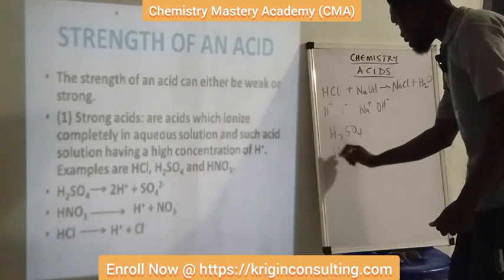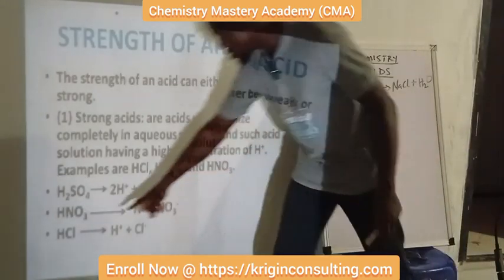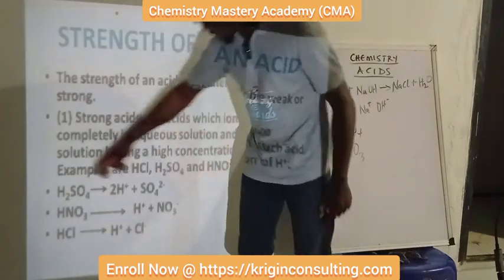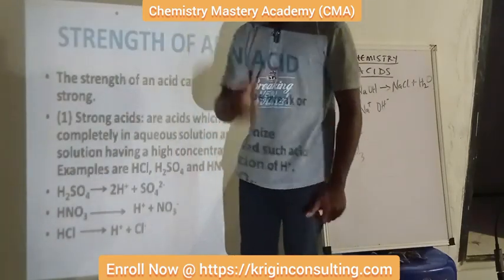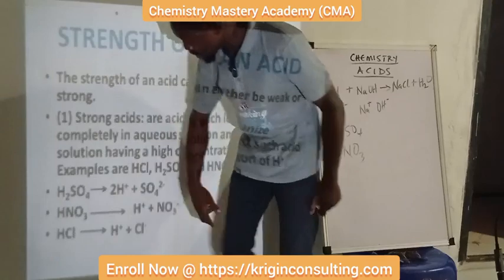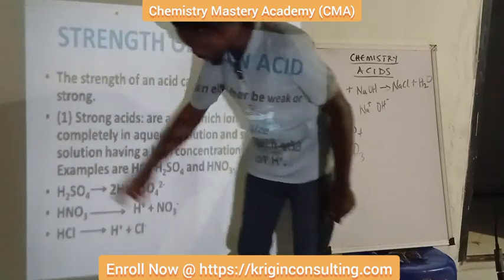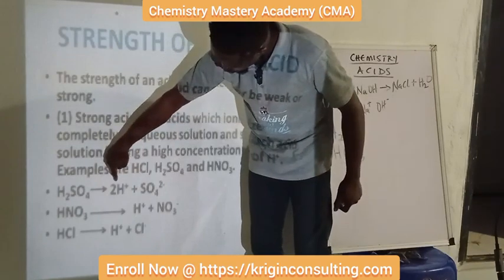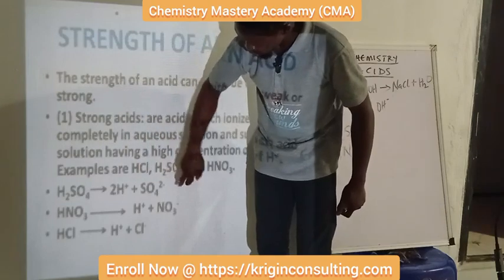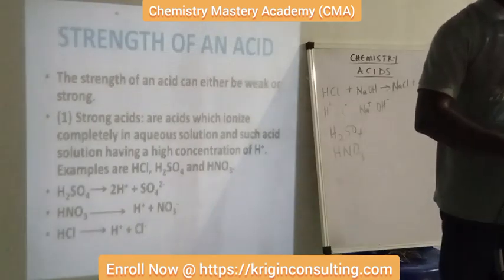We have HNO3. Okay? So what they basically mean is this H2SO4, when it's reacting, it will release all of the hydrogen that it has. Okay, this HNO3, when it's reacting, it will release all of the hydrogen that it has. As you can see here, what do we have here? We have 2H plus. All of the hydrogen is out. Then SO4 2 minus. Okay, moving further.